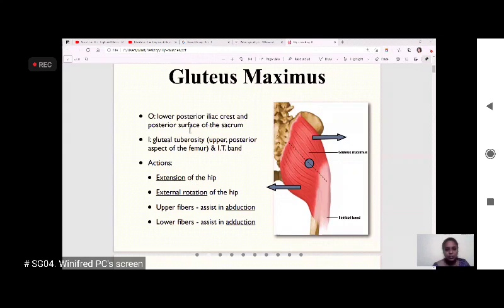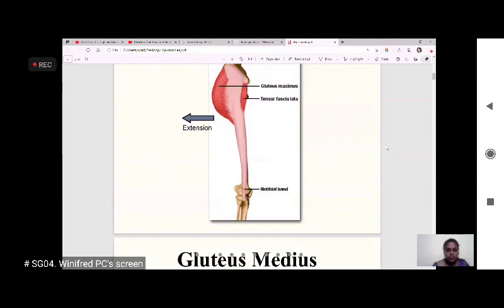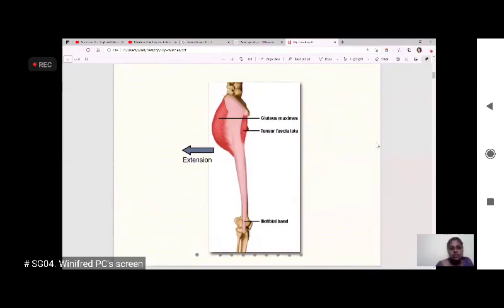You just put the cursor over the gluteus muscle. So this gluteus maximus is the hip extensor and the external rotator of the hip, and the other gluteal muscles, like gluteus medius and gluteus minimus, are all abductors of the hip. Next slide, please.